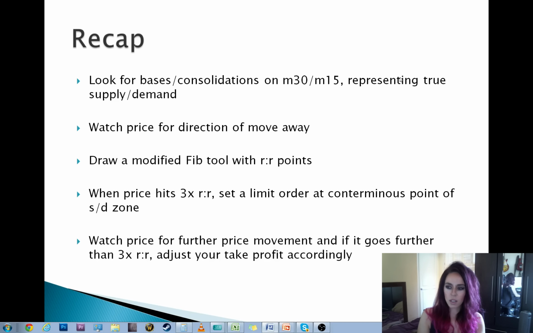So you look for bases and consolidations on lower time frames. You watch the price for direction of move away. Then you draw a modified Fib tool with your risk reward points. When price hits 3 times risk reward point, set a limit order at the conterminous point of the SD zone. And then you watch the price for further movement, and if it goes further than 3 times risk reward, adjust your take profit accordingly.